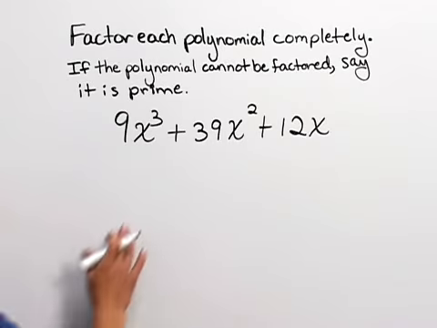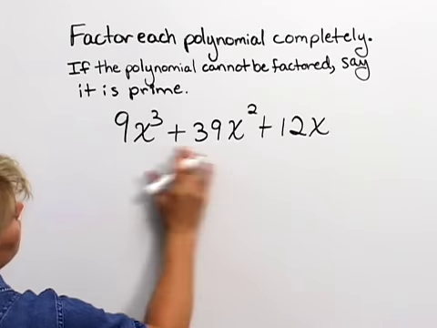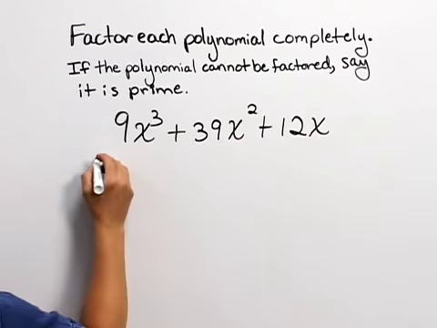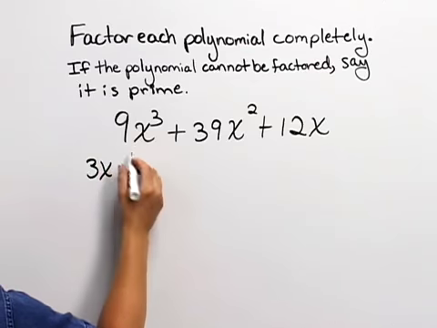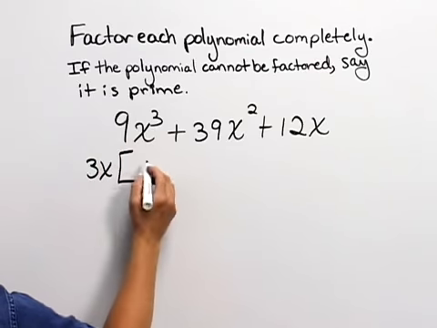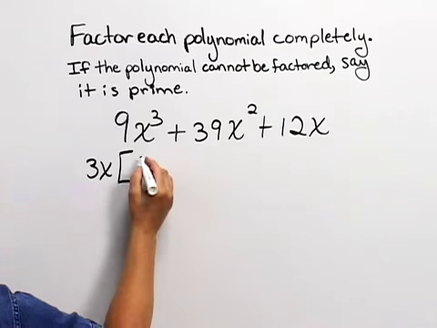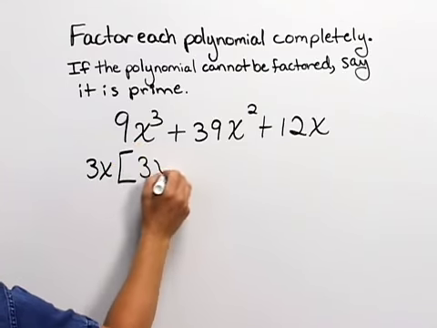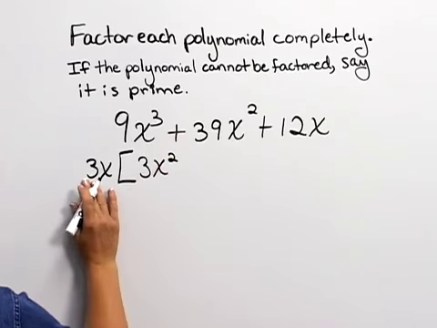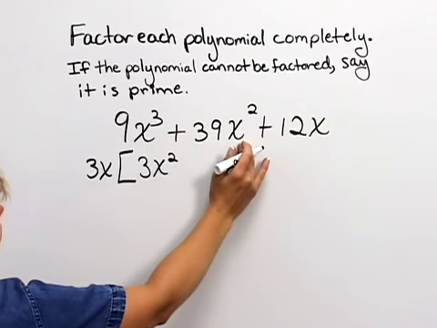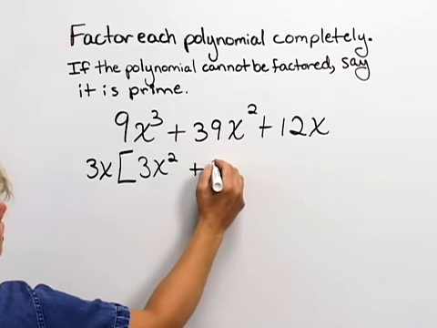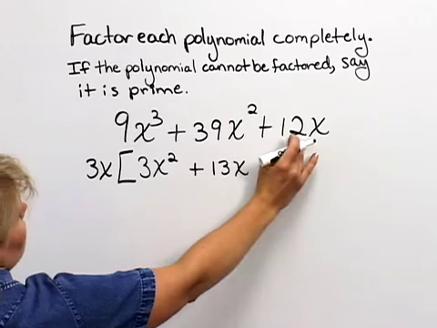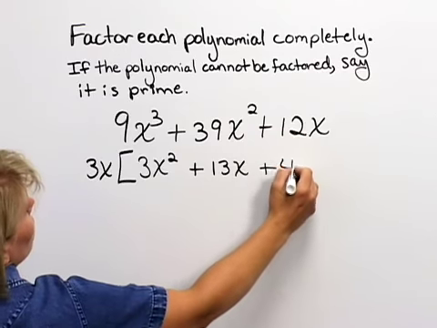In this particular problem, notice that every single term is divisible by 3, and every term has an x. So let's factor out a 3x. I'm going to use square brackets because we're going to be left with something we'll do factoring by grouping. So 3x into 9x cubed is 3x squared. And 3x divided into the 39x squared will leave us with a 13x. And 3x divided into the 12x is 4.